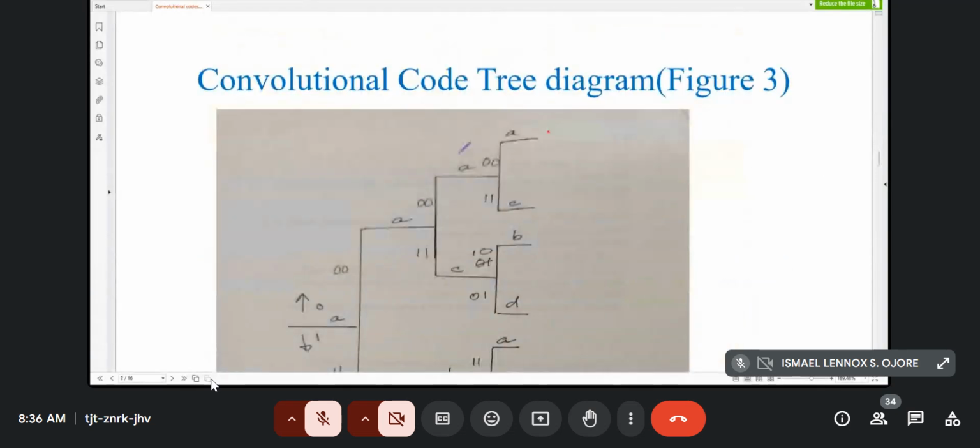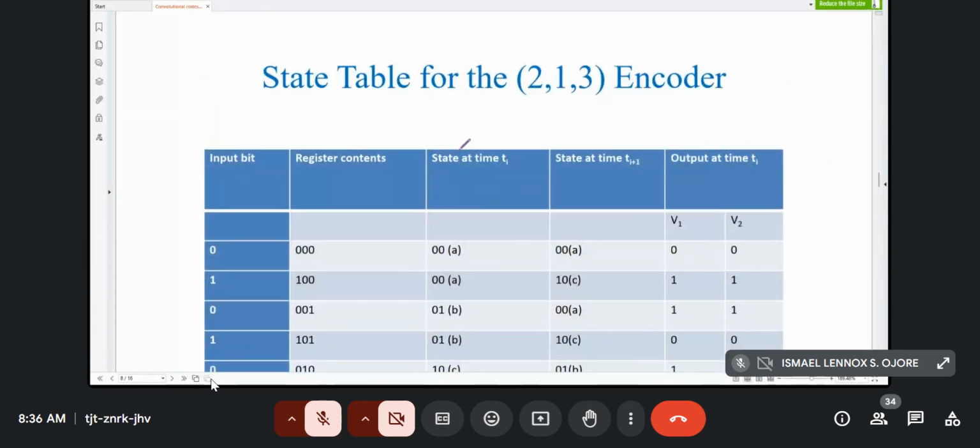Now we are going to draw the state table. And it's important, even when you're doing the trees, sometimes it's easy to just do the state table for the encoder. We call this the state table for the encoder. Yeah. So the state table has got the input bit, register contents. Of course, register contents are important for you when you're trying to work out the output.